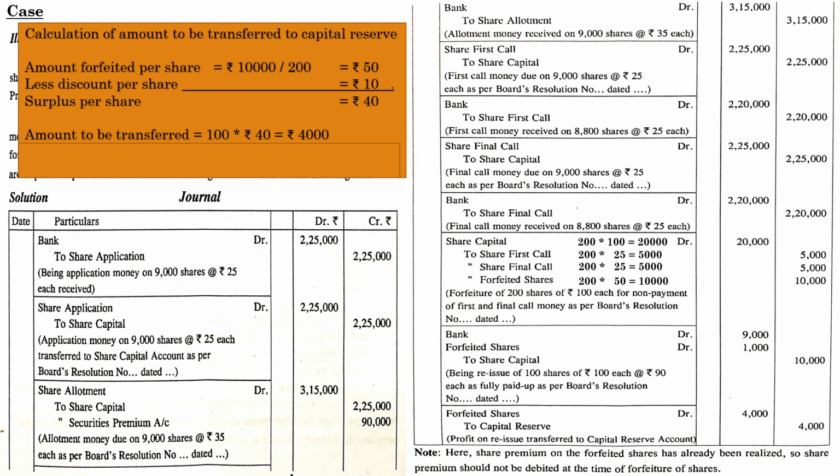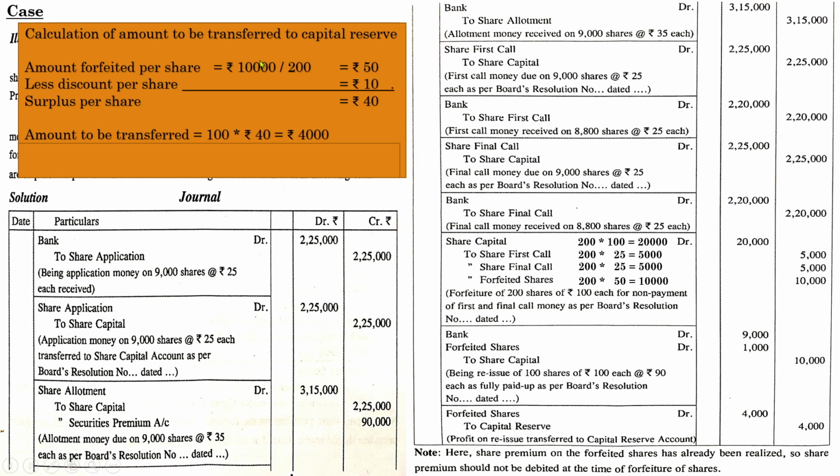During the calculation of the amount to be transferred to the capital reserve, if the company is not fully reissuing all the forfeited shares, you have to do the computation like this. Don't simply take the difference between the forfeiture amount in the forfeiture entry and the forfeiture amount in the reissue entry. Don't take the difference. You can take the difference if the company is reissuing all the shares. But if the company is not reissuing all the shares, you have to do the computation like this.